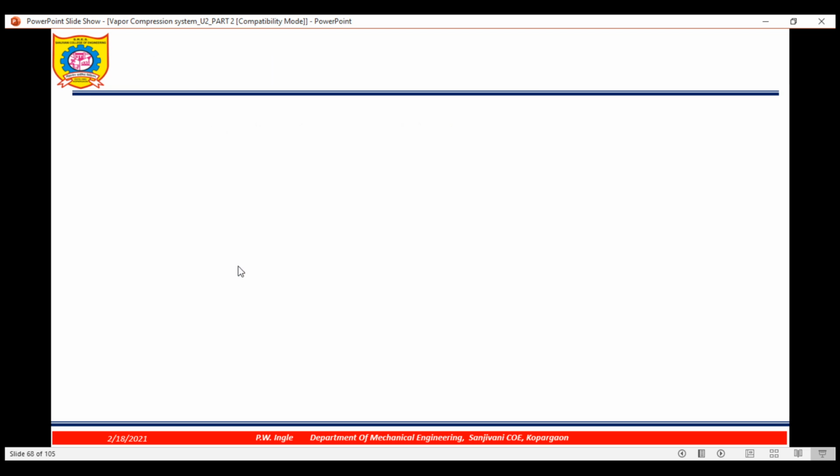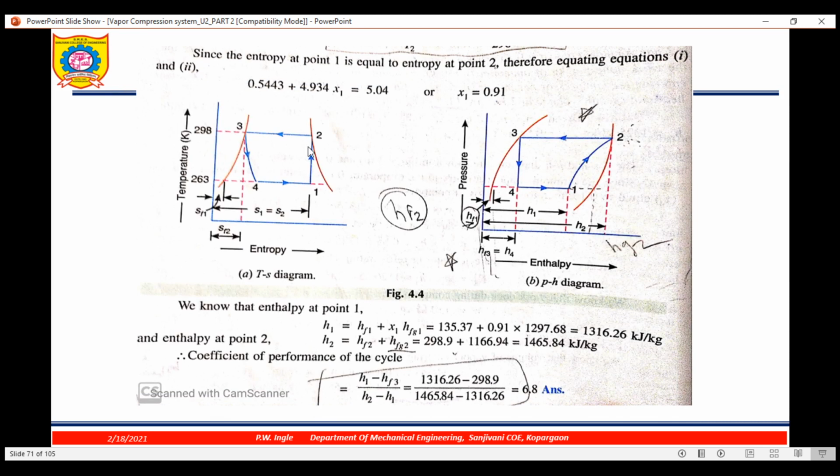Okay. Now, suppose you take the reference of this TS and pH diagram. How to show the vapor compression refrigeration cycle on this TS and pH chart? So first process is what? Evaporation, 4 to 1 is evaporation. Evaporation is taking place at constant pressure and temperature, which can be shown on TS diagram by horizontal line and on pH diagram, also known as pH chart, by horizontal line.